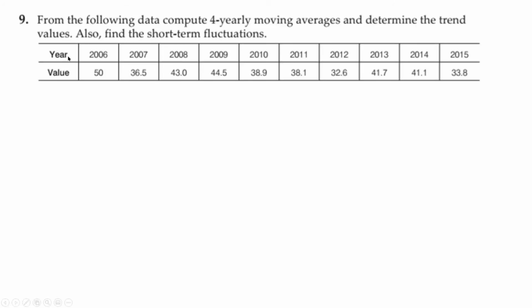And now we have a question for 4 yearly moving average. From the following data, compute 4 yearly moving averages and determine the trend values. Also find the short-term fluctuations. So for various years from 2006 to 2015, the values are given. We need to find the 4 yearly moving averages. Now similar question was asked in the sample paper for 3 marks.